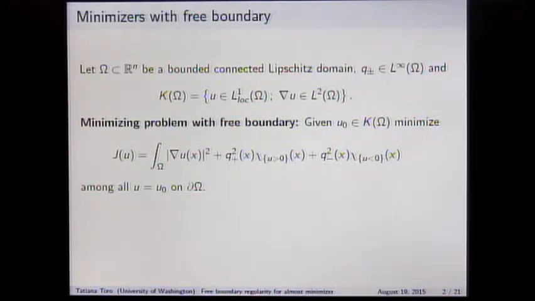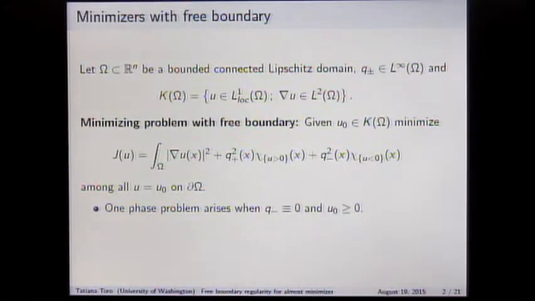Just a little bit of terminology, and I'm going to try to package everything in the same thing. If we're looking at the case where q minus is identically equal to 0, and u0 is greater than or equal to 0, we call this problem the one-phase problem. Okay?